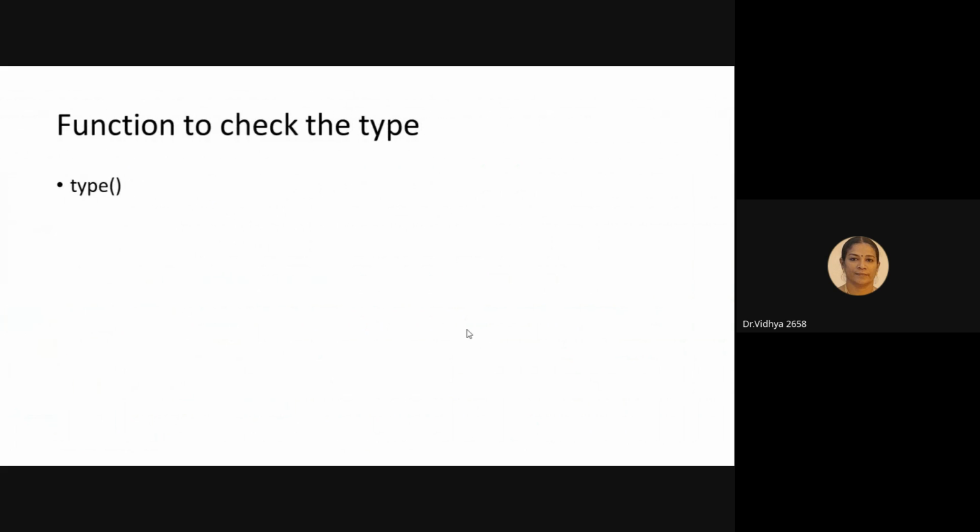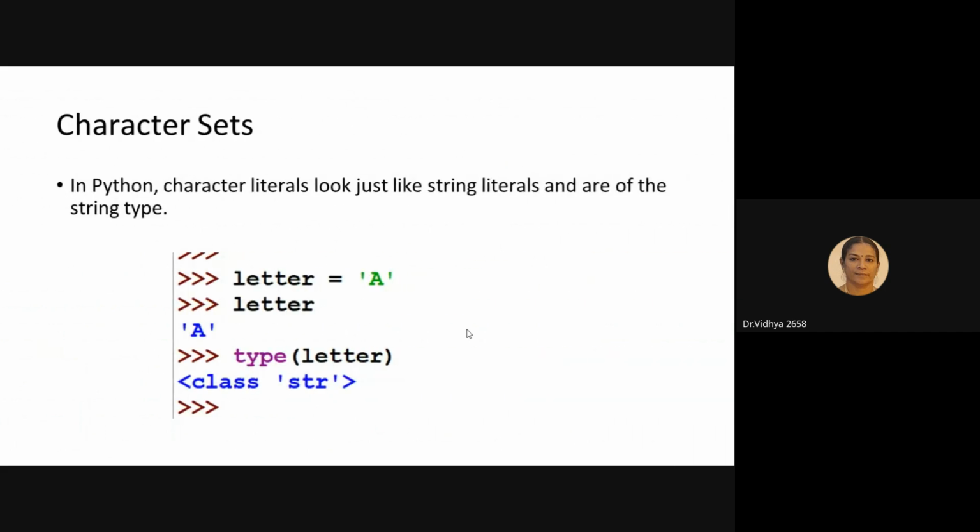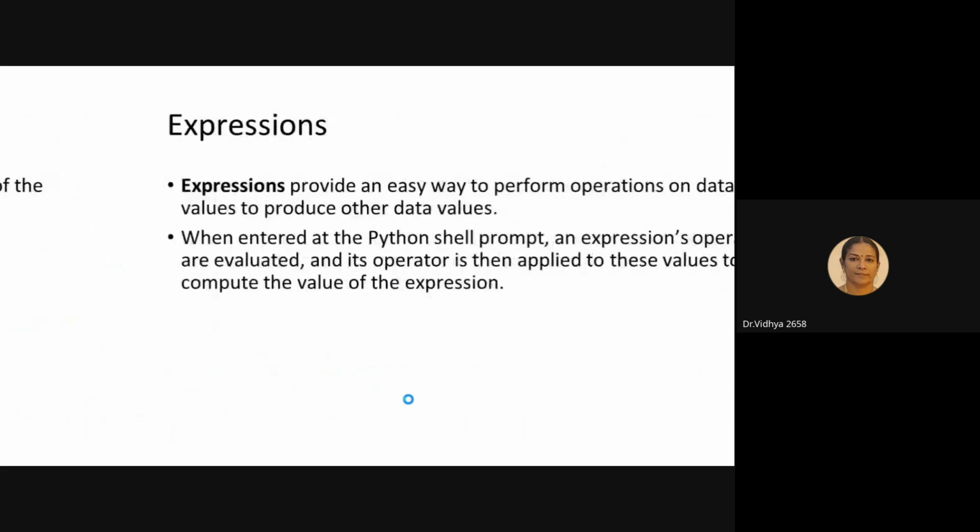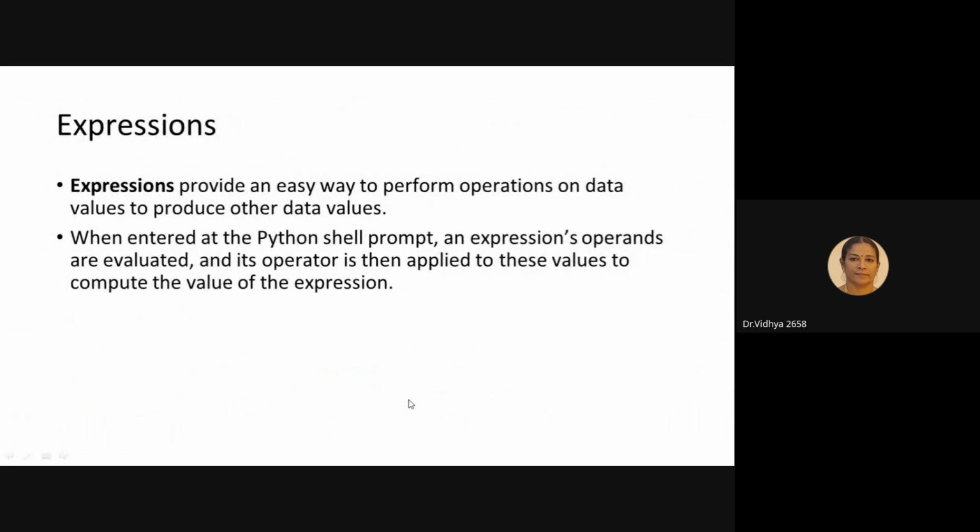Okay, then the function to check the type. In order to check the type, we have to use a function called type. In this example, we have a variable called letter, which is assigned as capital A. Next, we are checking the type, where it is given as type of letter. In the sense that the letter's type is a string. Here it is given as a string character, right? It is a string, so it returns the value as class str. That means string. Likewise, we can understand the type.